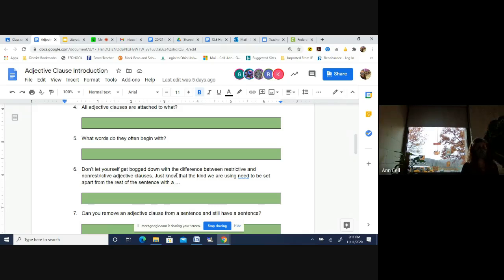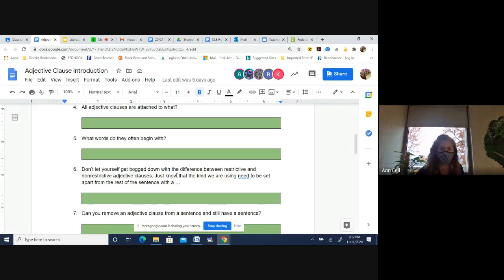Now, there's a long part here that talks about non-restrictive versus restrictive adjective clauses. I am saying in number 6, don't let yourself get bogged down in that. Let's just skip over that part because it just is going to serve to confuse us. So we don't want to get bogged down with the difference between the restrictive and non-restrictive adjective clauses. Maybe in the future we'll worry about that, but today we're not going to worry about it.